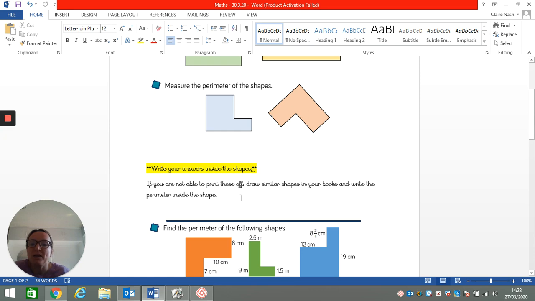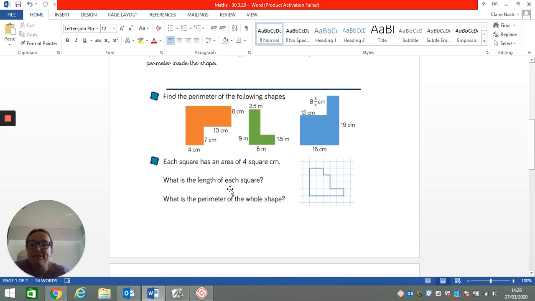Okay, then it says here, find the perimeter of the following shapes, and this time they've written the measurements of the shapes on there for you. So what you have to do is add them up. Okay, remembering the perimeter is the outside.